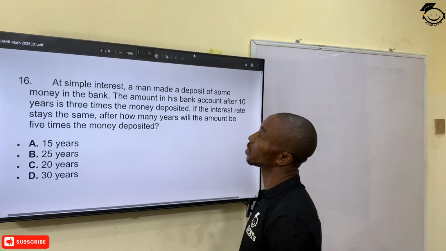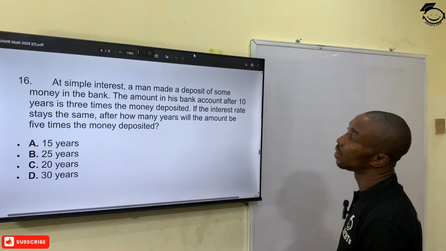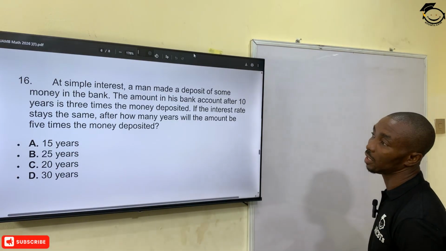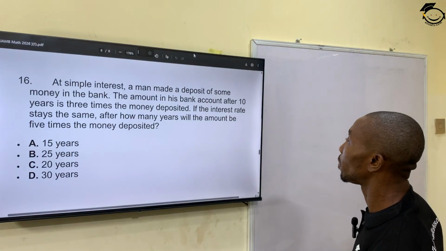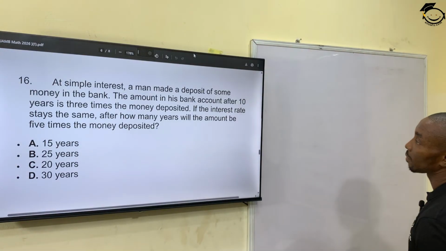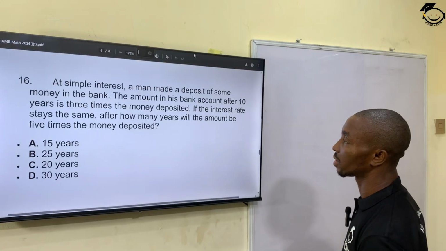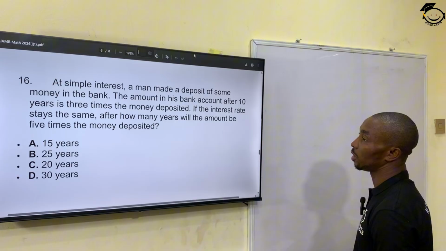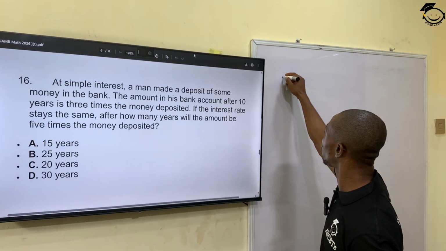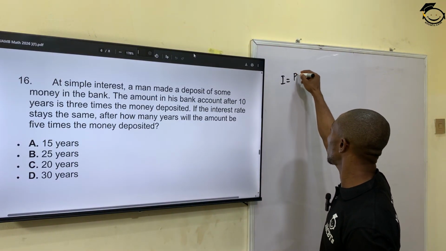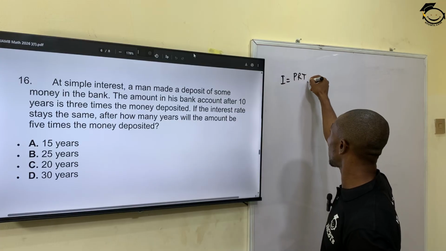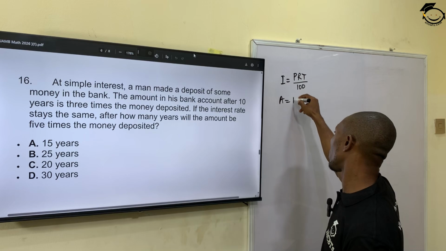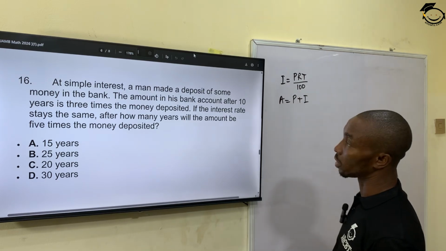At simple interest, a man made a deposit of some money in the bank. The amount in his bank account after 10 years is 3 times the money deposited. If the interest rate stays the same, after how many years will the amount be 5 times the money deposited? And we know that for simple interest, interest equals principal times rate times time all over 100. But amount equals principal plus interest.